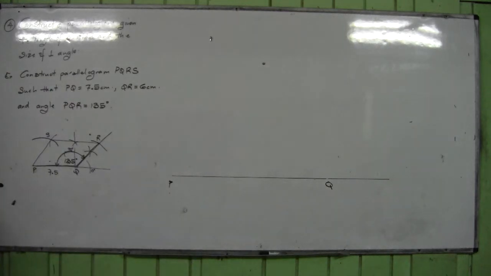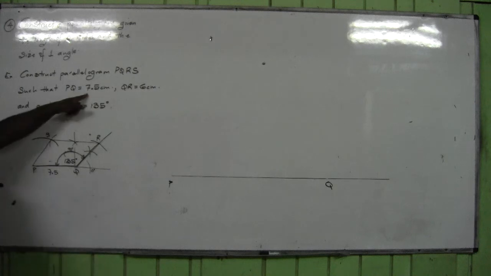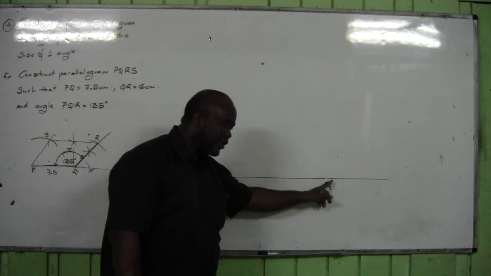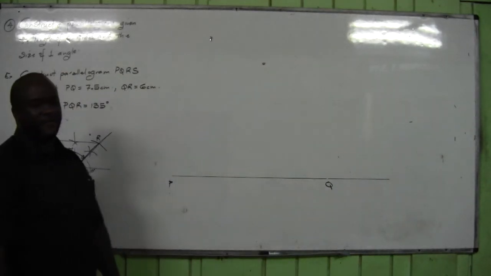Now, what I want is 45 degrees because 90 plus 45 is going to give me 135. The length of PQ is 7.5. This is P. Q stops here. I just extended the line. So from P to Q is 7.5.